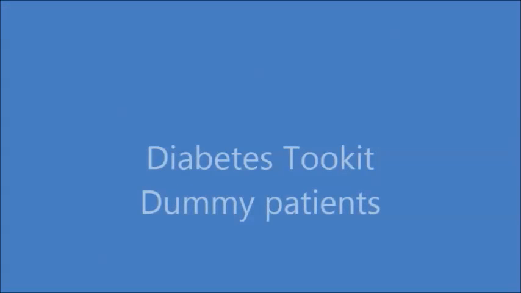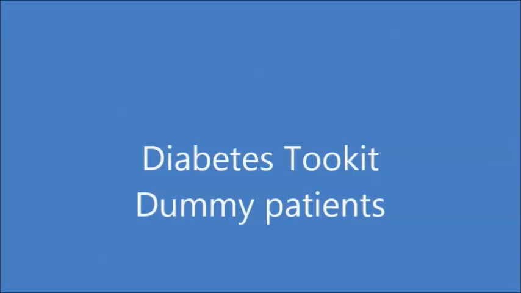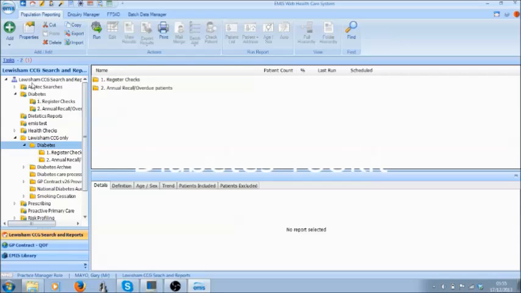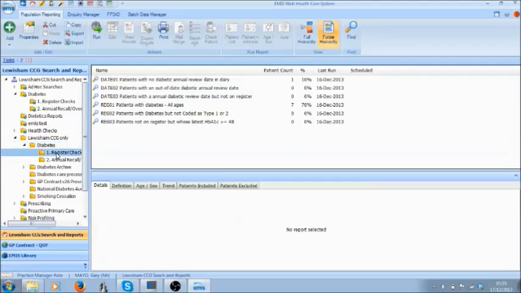Diabetes Toolkit. Because at the CCG we are unable to see patient level data, we have switched from the Lewisham CCG Search and Report folder to our own Lewisham CCG Only folder holding dummy patients. Now in the Diabetes Register Check folder, there are several check queries. There are 3 date check queries and 3 register check queries.